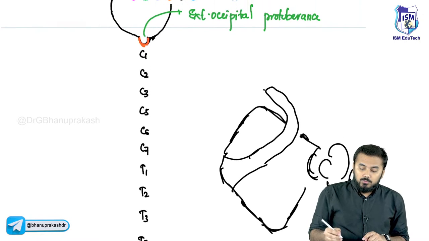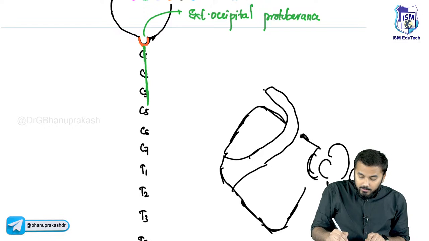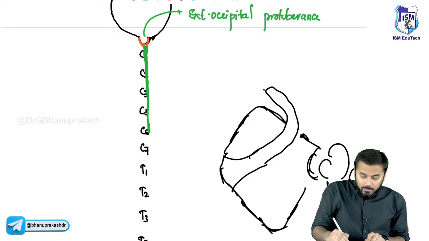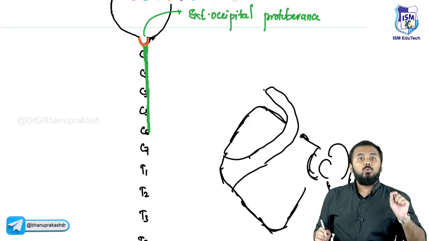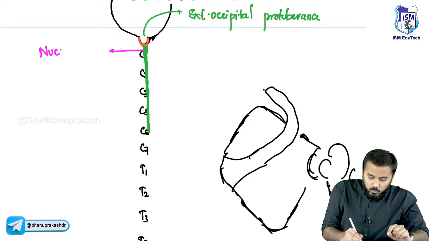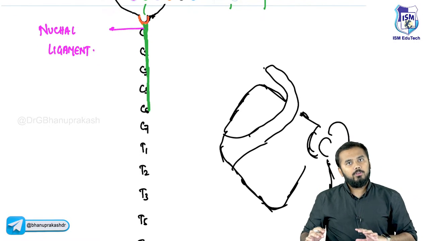So, what I'm telling you is, from the external occipital protuberance, hanging down, there is a ligament. Till where will this ligament come? This ligament will come all the way till C6. The name of this ligament is the nuchal ligament. What is the name of the ligament, guys? This is the nuchal ligament. Clear, all of you?